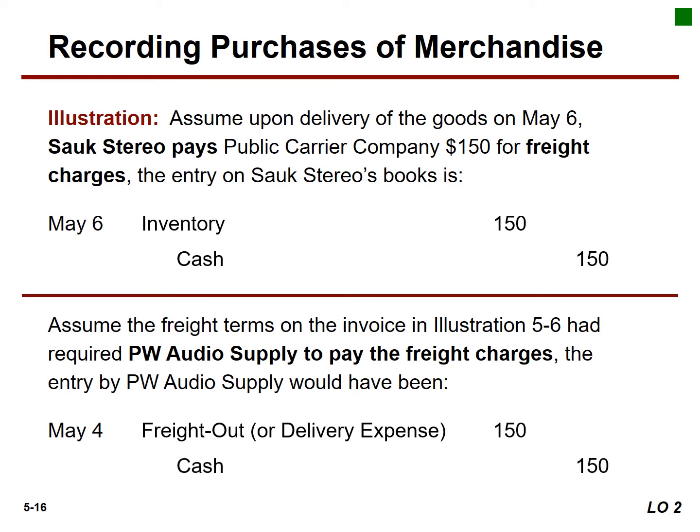Think about it in these terms. If you order something online and it costs you $100 and you have to pay a $10 freight charge, what was the real cost to you of that thing that you ordered online? Well, it would be $110. So by debiting our inventory account here by the $150, the cost to Sauk Stereo of this inventory that they're buying has gone up by $150 because they're having to pay the freight charges.